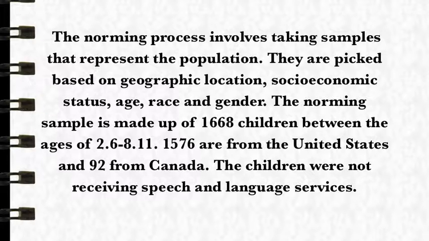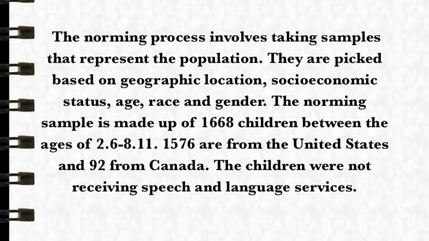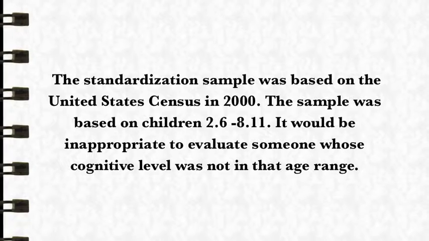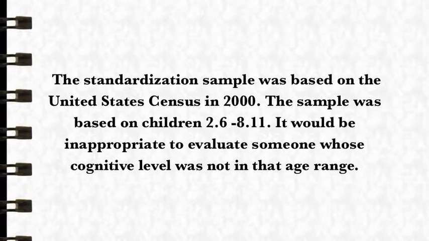Socioeconomic status was based on the mother's educational level. More children came from homes where the mother's education level exceeded high school. The language spoken at home resembles Spanish-speaking homes, but English-speaking homes are oversampled. The sample was based on children 2 years 6 months to 8 years 11 months. It would be inappropriate to evaluate somebody whose cognitive level was not in that age range.